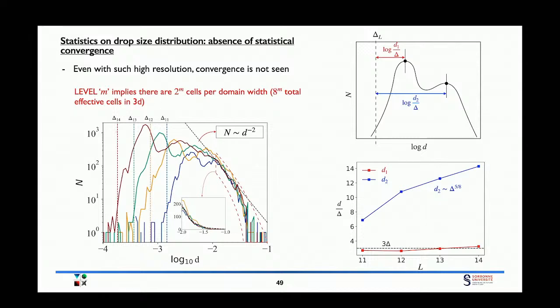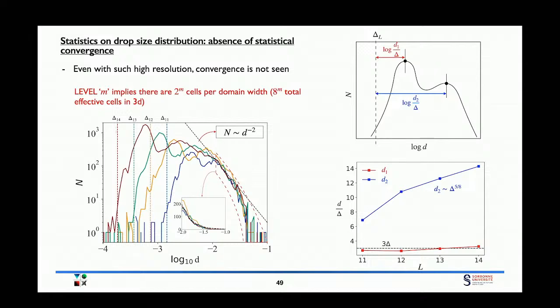Now, as you can see in this plot of the drop size distribution, NS number of drops versus the diameter, you can see the typical bimodal distribution. This is not a PDF, but a histogram. It has a larger peak for small drops and another peak for bigger drops, so it has 2 peaks. And this D1 scales with 3 delta. So D by delta is 3 for this small peak. And for the large peak, it scales with 5 by 8.